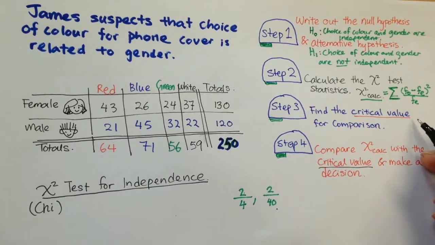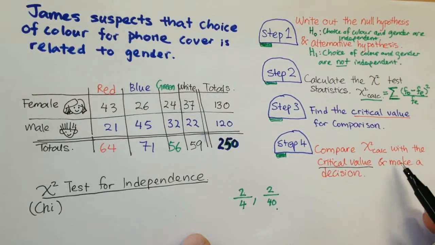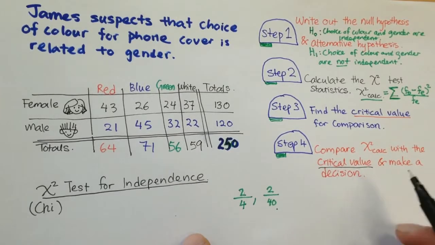In the exam, for example, the critical value is supplied by the question. But for project work, you need to know how to figure out what the critical value is. And the last step is comparing the calculated chi-square statistic with the critical value. Basically, this critical value is a benchmark.